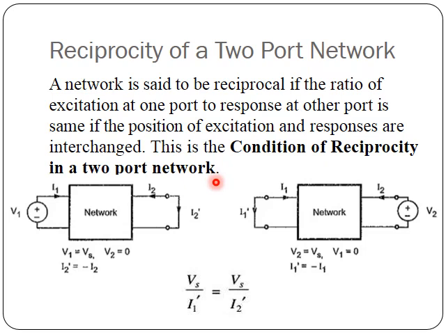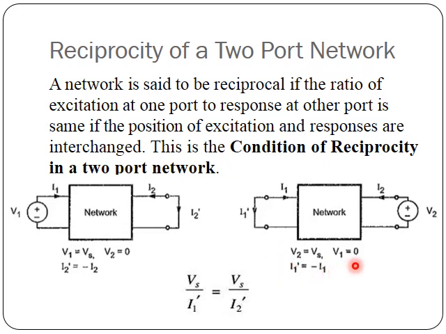Now we can demonstrate this with this example, as it can be seen that an excitation of V1 is given at port 1 and the response I2 dash is seen at port 2. Now the positions are interchanged and the excitation is given at port 2, which is given as V2, and the response is taken at port 1 given as I1 dash. Now you can easily see that V1 is equal to the source voltage or the excitation voltage, and V2 is 0 as the terminals are shorted, and I2 dash is minus times of I2 when I2 is given the general sign convention.